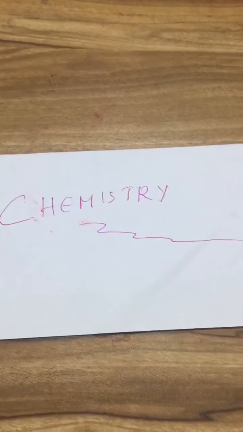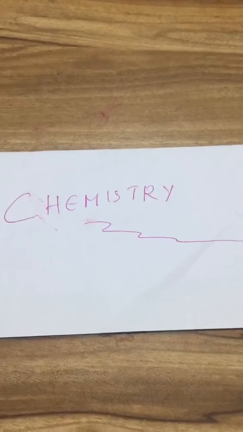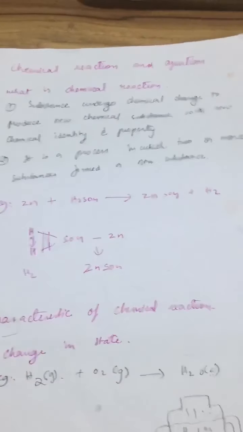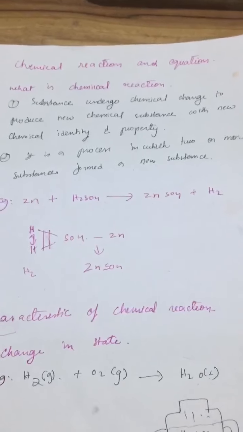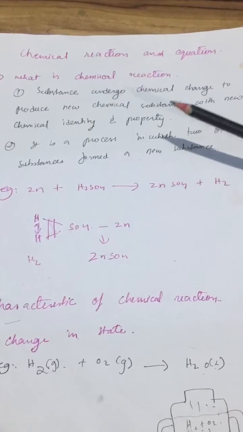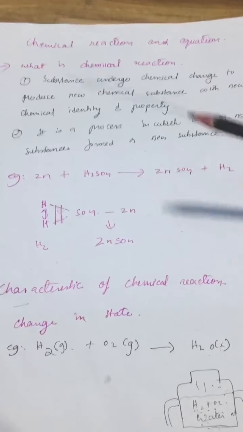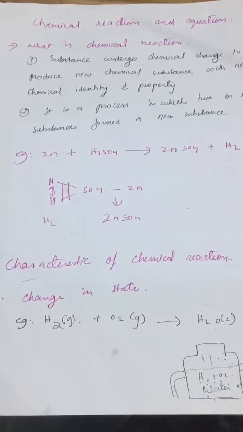Today I will be discussing chemistry chapter 1, class 10. That's chemical reactions and equations, the chapter name. And under this we will be studying two questions: what is a chemical reaction, and the characteristics of chemical reactions.